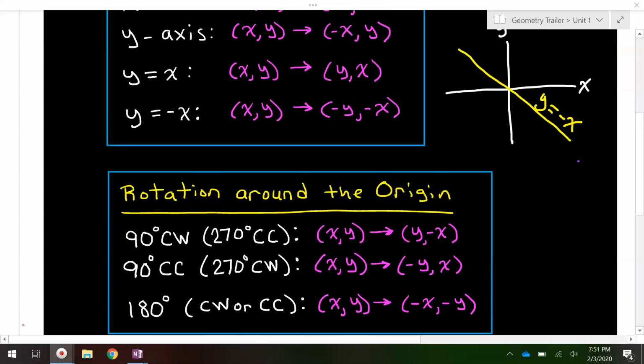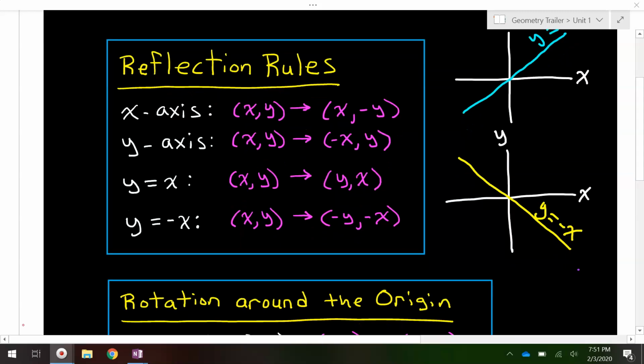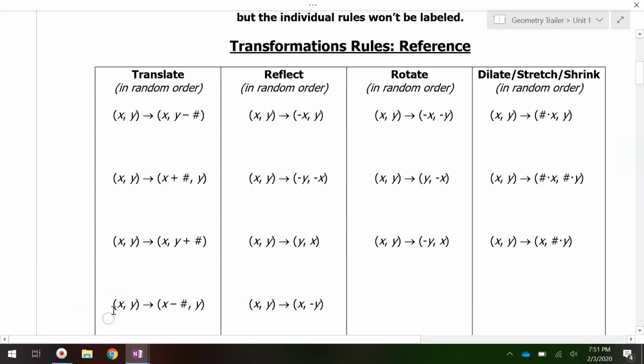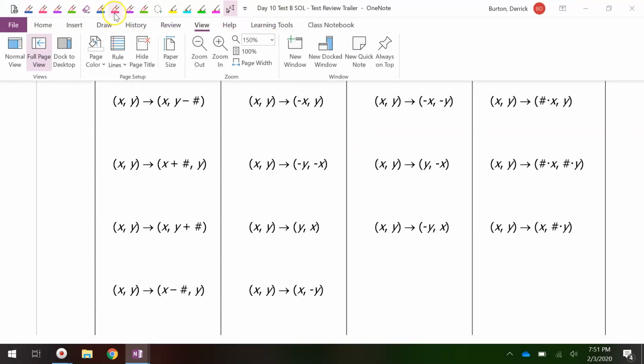So if you do not have these memorized yet, I need you to pause the screen right now and write them down and study them. Here are your reflection rules. Here are your rotation rules. Okay, so let's practice. Let's see if you can remember these. Try to do this without looking back at the other screen.